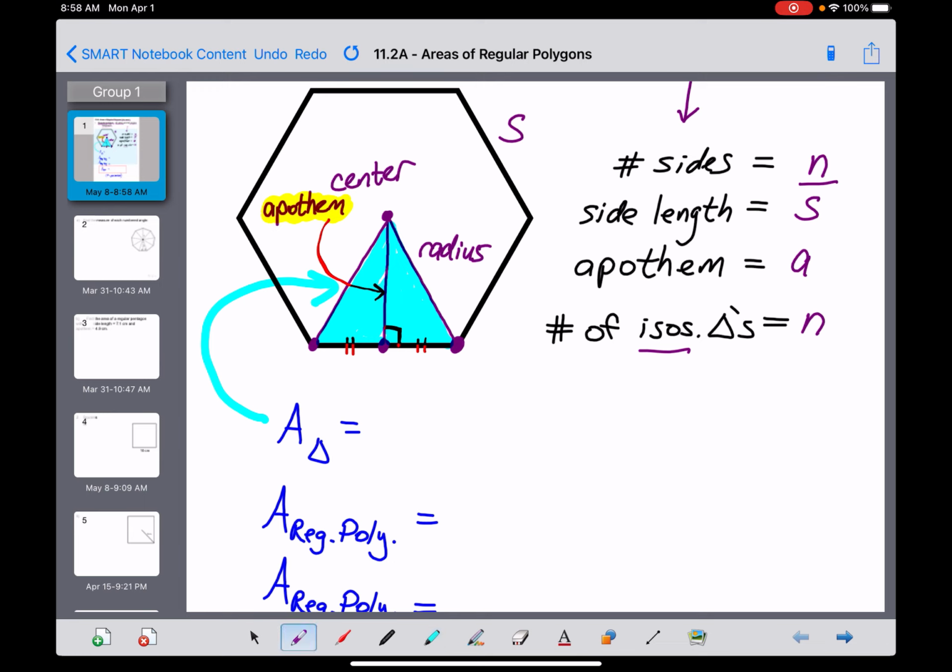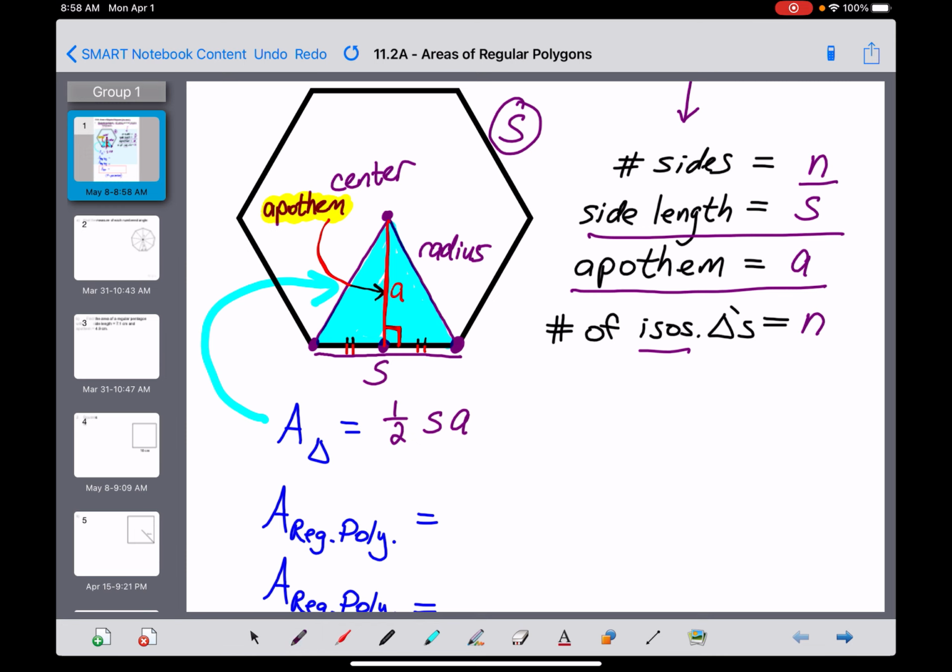Okay, so the formula for the area of any triangle is 1/2 times its base times its height. Now the base of that triangle right over here is exactly the same as the side length in your regular polygon. So the base of our triangle is S. And the height of that triangle is this piece right over here. Remember that base and height have to be perpendicular to each other. And the height of that is the length of our apothem. So 1/2 times S times A, where S is the length of each side and A is the length of your apothem. That's going to give you the area of that one blue triangle that we have highlighted on the bottom.